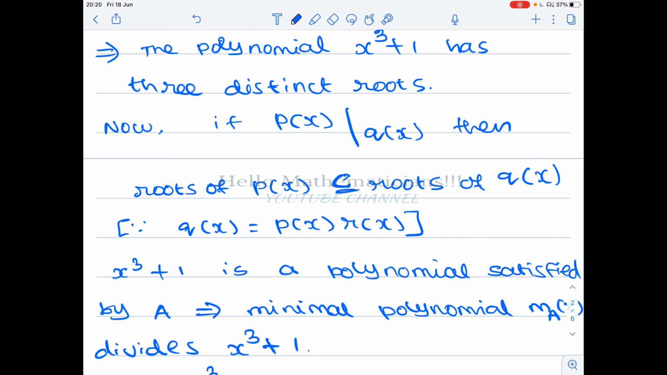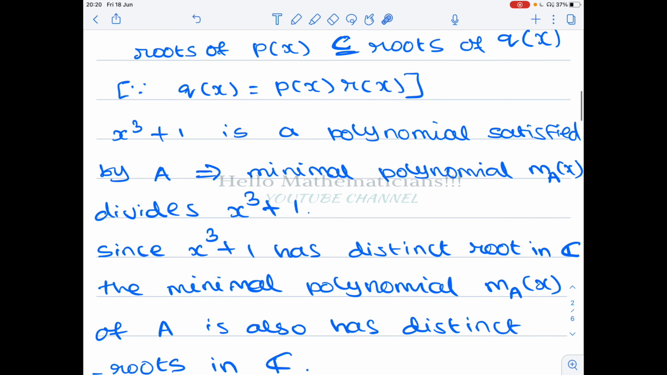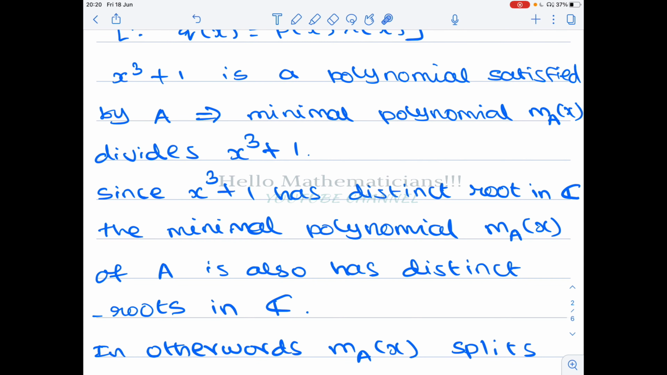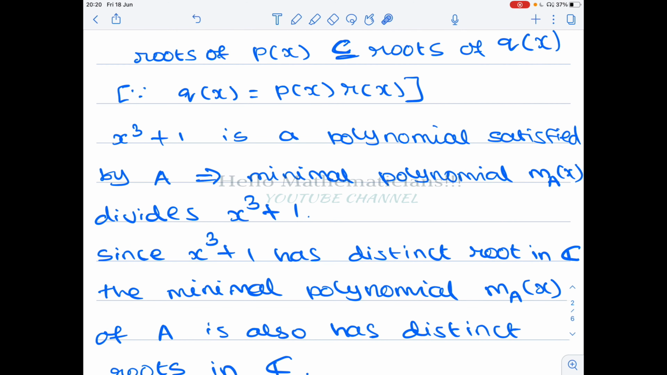Why is it so? Because since p(x) divides q(x), you can write q(x) equal to p(x) times some r(x). So whenever p(x) is 0, then q(x) also has to be 0. Therefore we conclude that the roots of p(x) are contained in the roots of q(x). Therefore now, the minimal polynomial of A divides x cube plus 1.